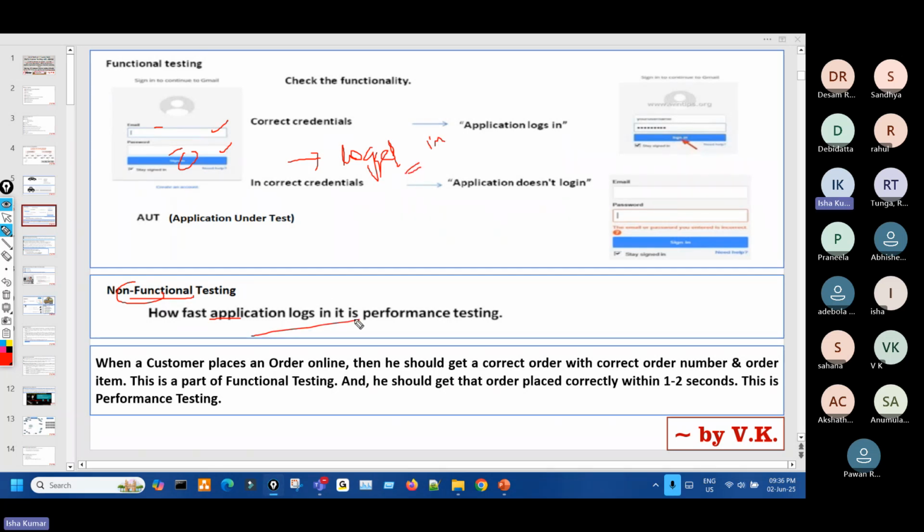First thing. Second thing, how many users it is supporting. So let us say 10 users doing the same login, 1,000 users doing the same login at the same time, then 10,000 users doing the same login. What is the response time? How is the application behaving with it?